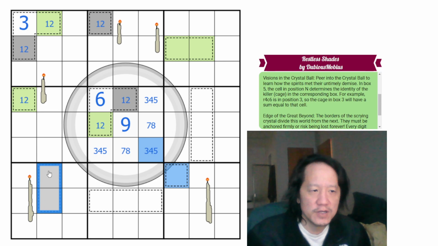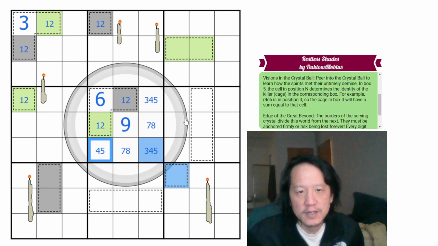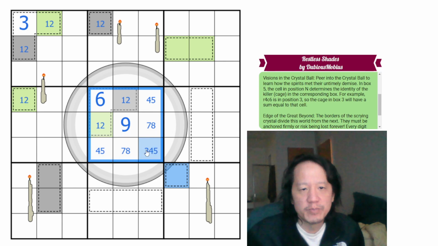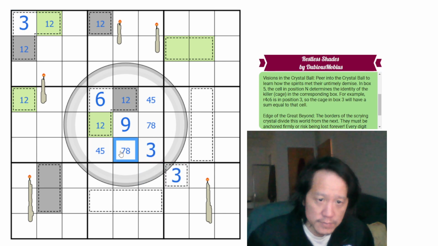Therefore, this must be 1, 2 with another digit. So it will never be 3. So this can't be 3, which is 4 and 5. And this can't be 3, so it'll be 4 or 5. Now we have a 4, 5, 4, 5 pair in box 5, which eliminates 4 and 5 from the rest of the box. Therefore, this digit is a 3. And therefore, that digit is a 3. Remove the blue coloring.